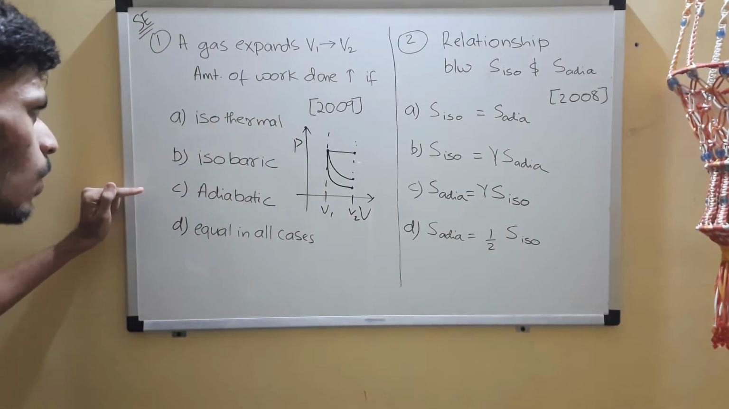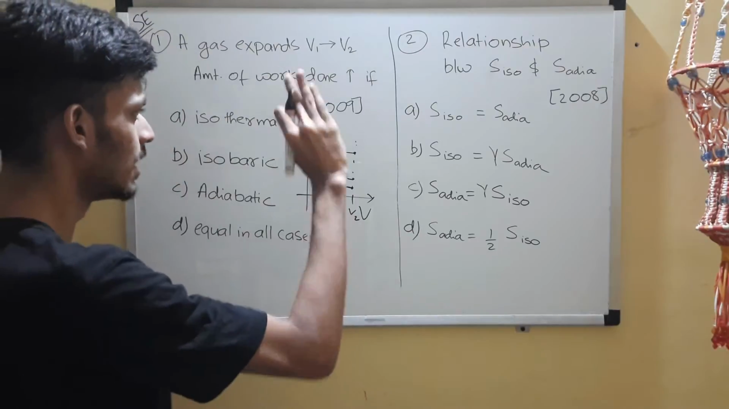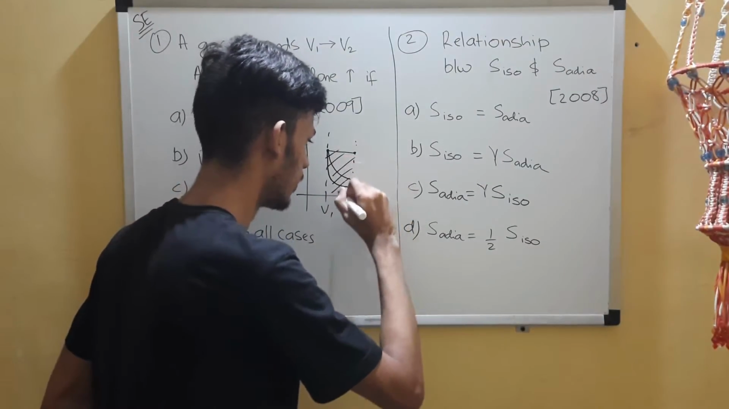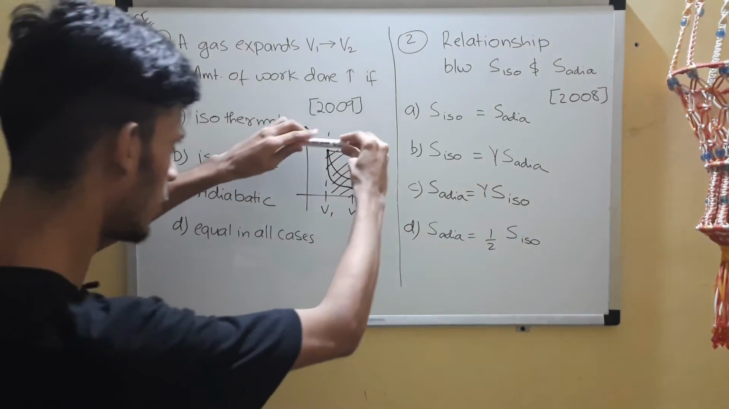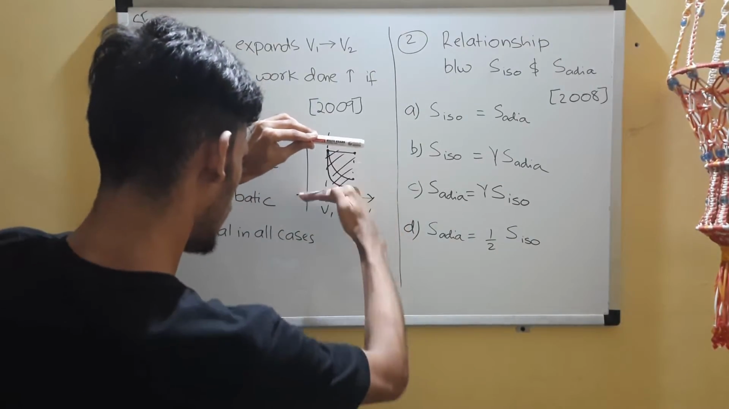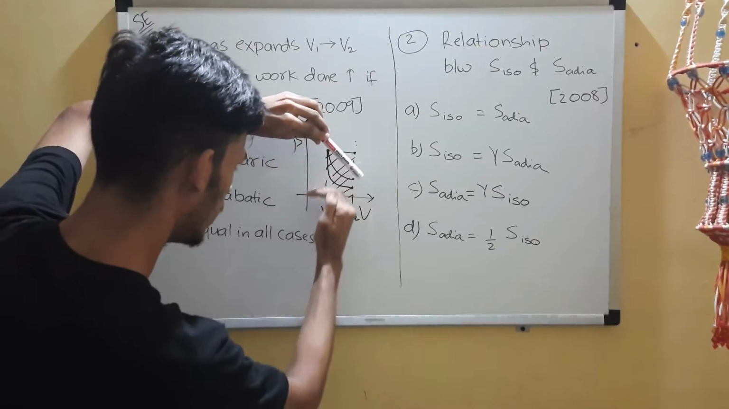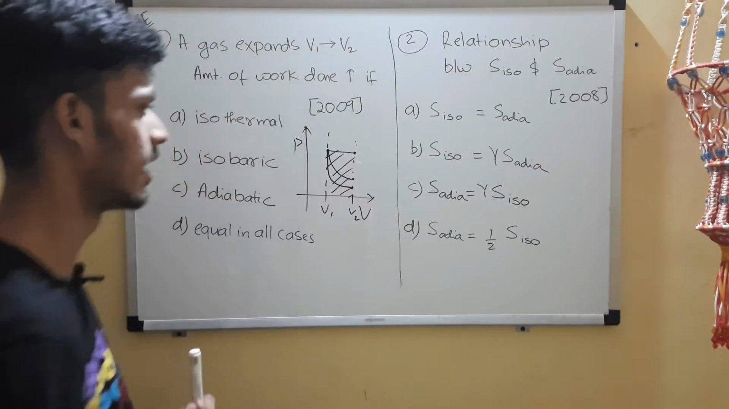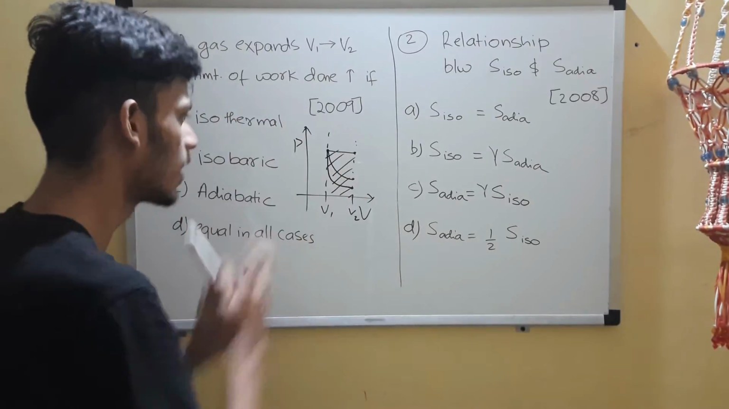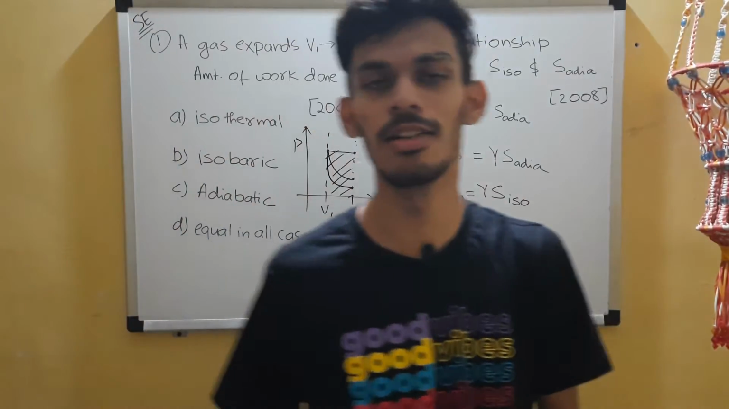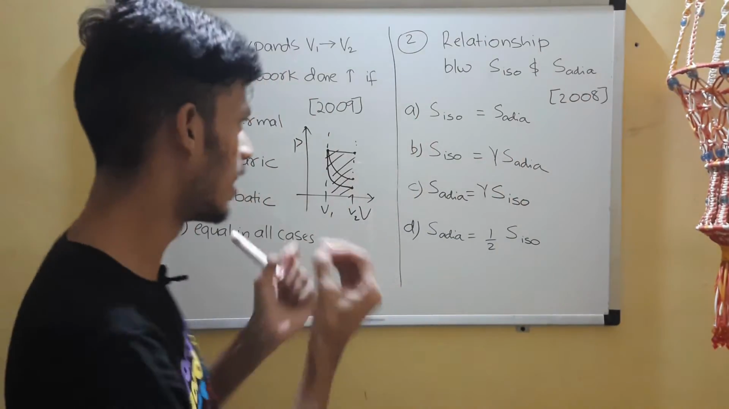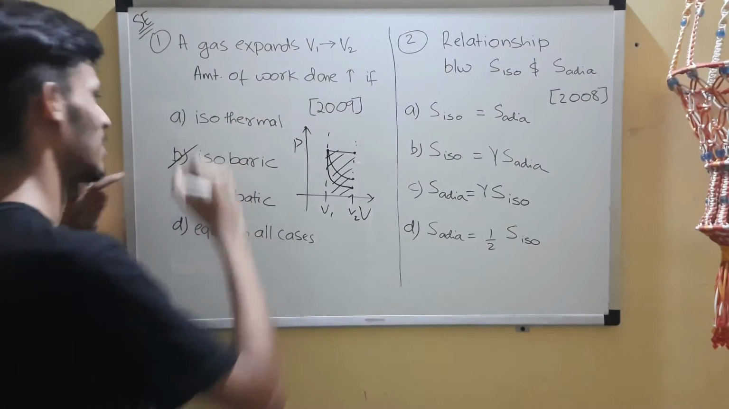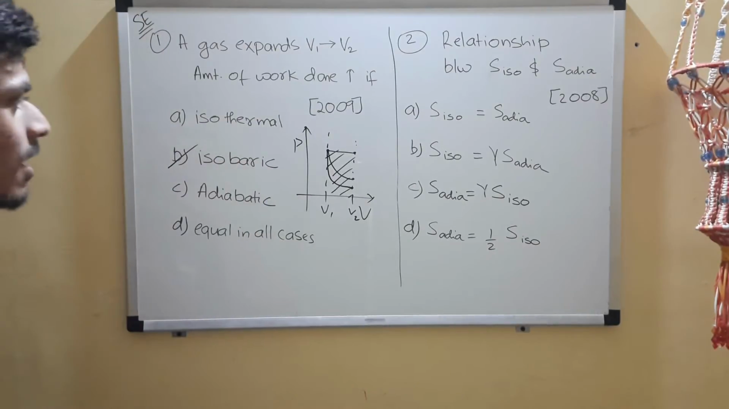Now compare their areas. You will see that the isobaric one covers the maximum area under the curve. Then comes the isothermal one, a little less area, and last comes the adiabatic one, even lesser area. So the isobaric curve covers the maximum area under it, which means the work done in the isobaric process is maximum. So option B is the correct choice.